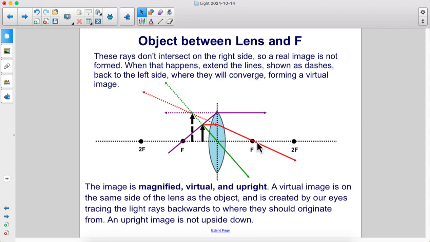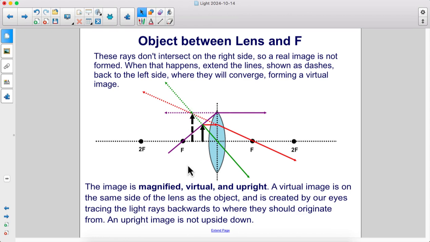These rays don't intersect on the right side of the lens, so a real image is not formed. When that happens, we actually extend the lines backwards, shown as dashed lines, back behind the object, where they will converge over here, forming a virtual image. The image is magnified, virtual, and upright.